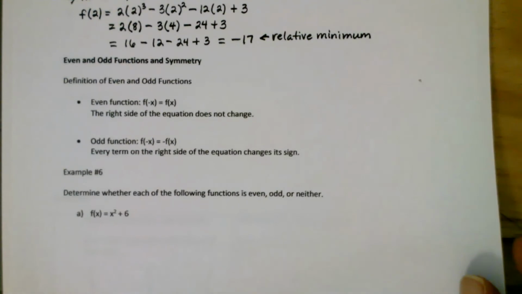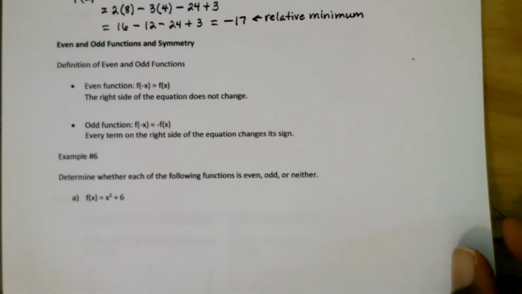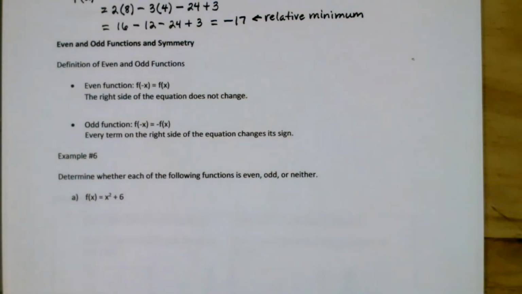All right, next we'll look at even and odd functions and how they're related to symmetry. All right, first let's talk about even functions and odd functions and their definition. An even function is this. If you have f of negative x and you simplify and you get the original function f of x, that means you have an even function.